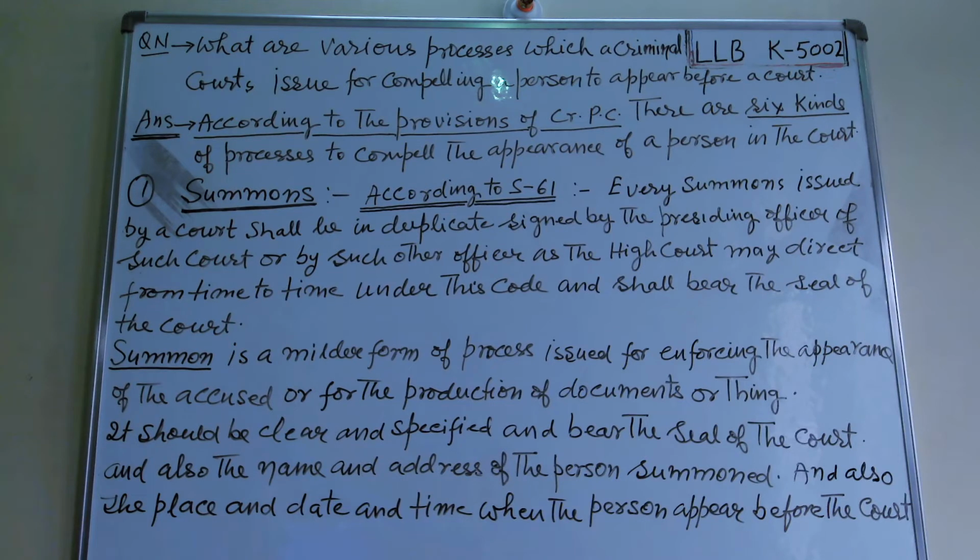First type, summons. According to section 61, every summons issued by a court shall be in duplicate, signed by the presiding officer of such court or by such other officer as the High Court may direct from time to time under this code, and shall bear the seal of the court.